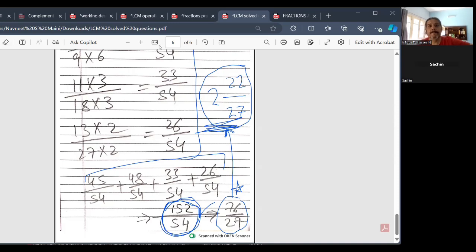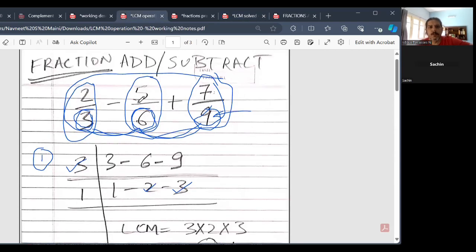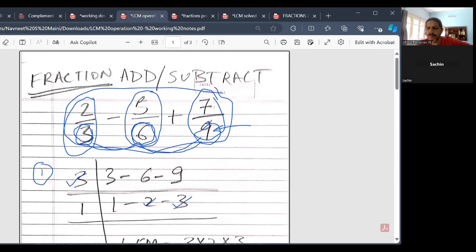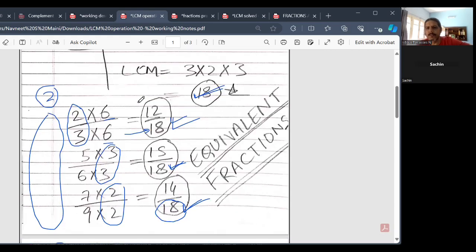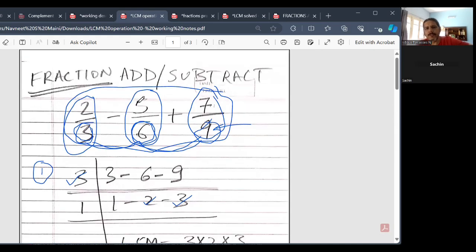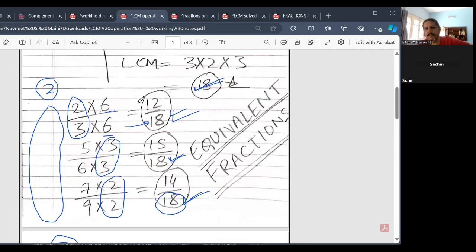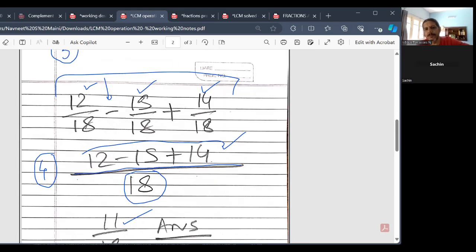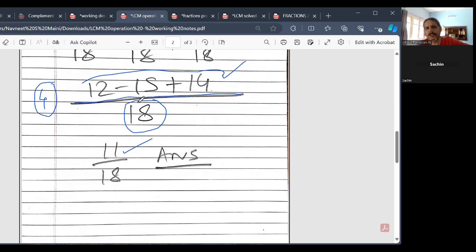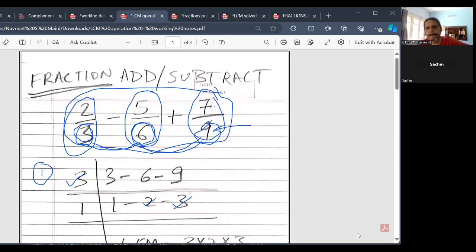Any doubt? No. So, in addition and subtraction of fractions, step number 1 is take the LCM. Step number 2 is make the given fractions into equivalent fractions so that the denominator is equal to the LCM. And step number 3 is just addition and subtraction of the numerators, and you will get the final answer. Any doubt? No.